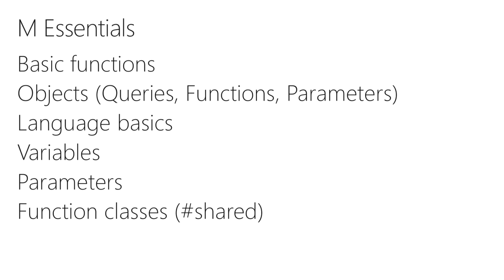Relative to M, we're going to just take a look at some basic functions that are commonly used. We'll talk a little bit about different objects that you can use. And in Matt's session, he actually enumerated all of the different objects and talked about what they are used for. But at a high level, there are queries, functions, and parameters. You also have classes within M that are used to instantiate things like lists, tables, rows, etc. We'll talk just very briefly about some of the language basics, and then we'll take a look at using variables and parameters. We're going to show you a neat technique that you can use.